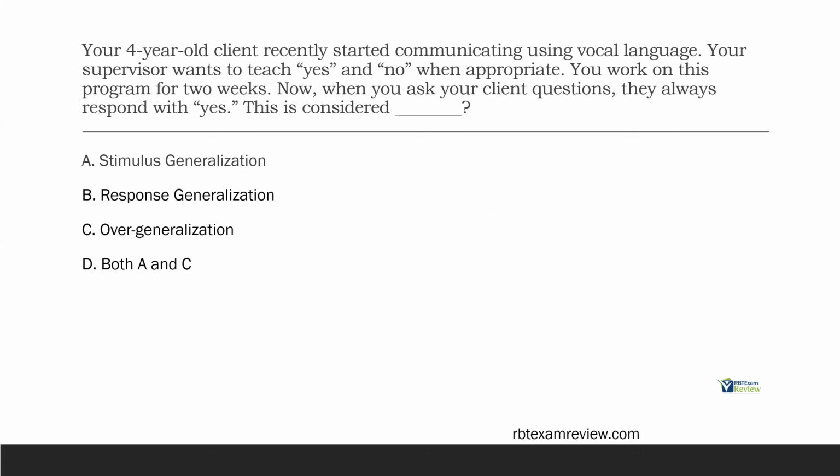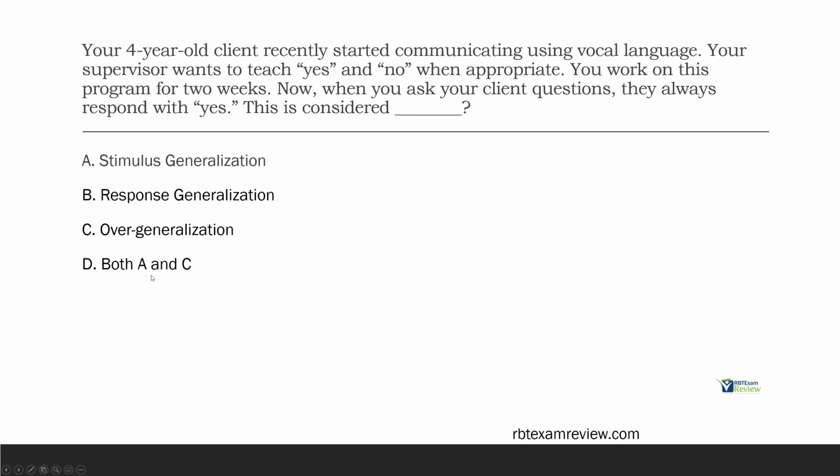And in this case, we have our 4-year-old client who we're teaching yes and no to. And when we ask them questions, now they're just saying yes over and over again. So I could say, is the sky green? They'll say yes. Is water red? They could say yes, right? What are they doing? Well, they're clearly overgeneralizing yes. So if we look at our answer choices, we have stimulus generalization, response generalization. C is overgeneralization, is what we're looking for.